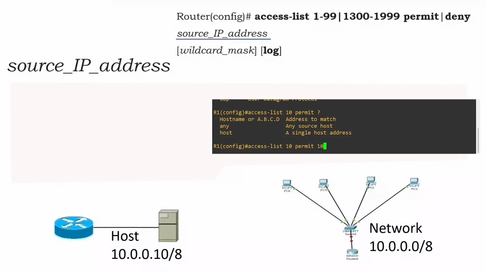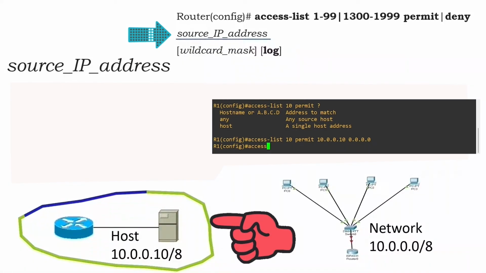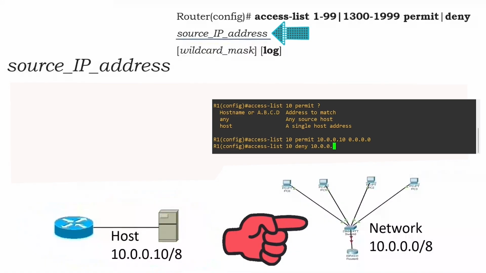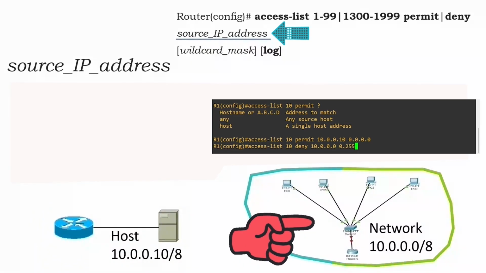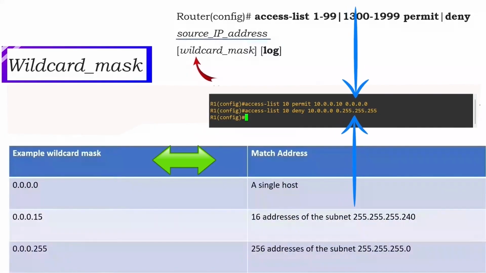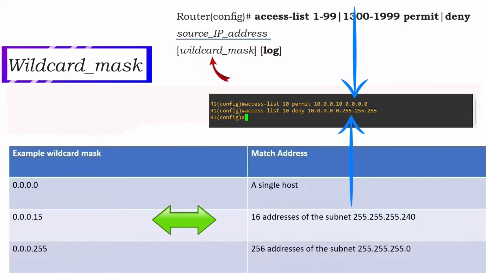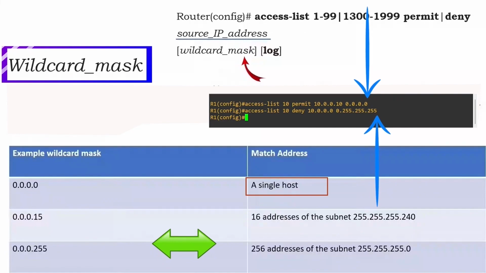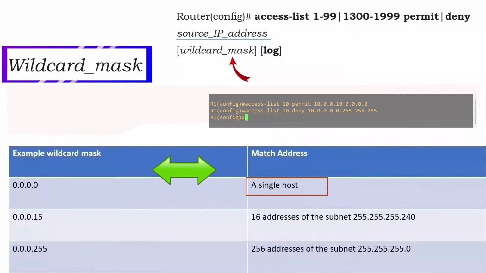Source IP address. It is an argument. It accepts the source address. You can use a host address or a network address. If you use a host address, the router will match that particular host. Or if you use a network address, the router will match all hosts of the specified network. Wildcard mask. It is also an argument. It allows us to define the type of the source address. You can define a particular IP address or a range of IP addresses.